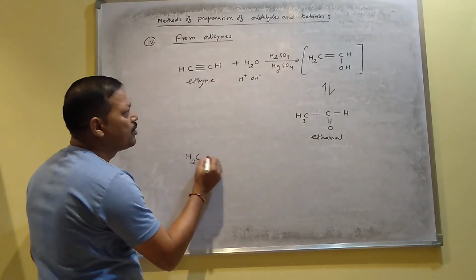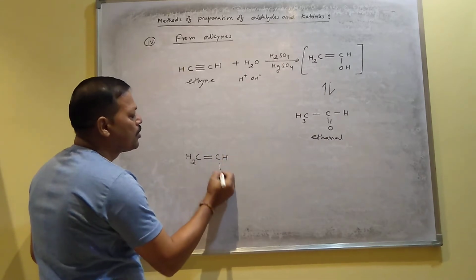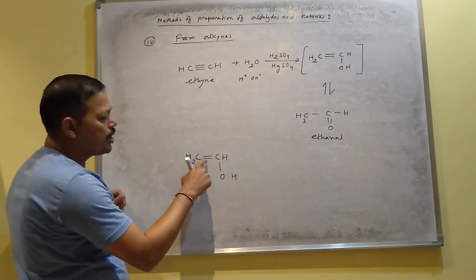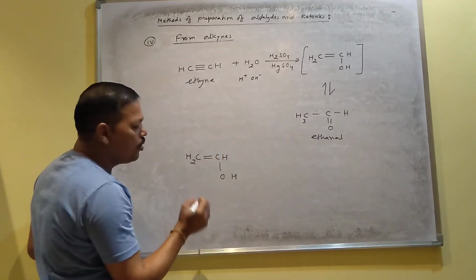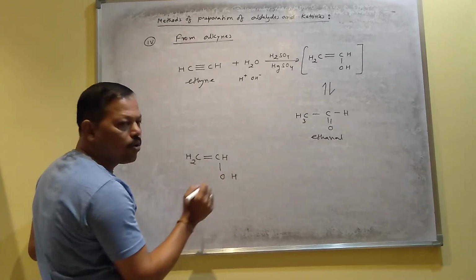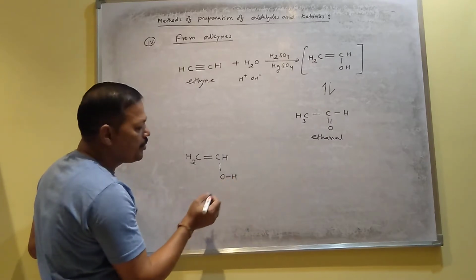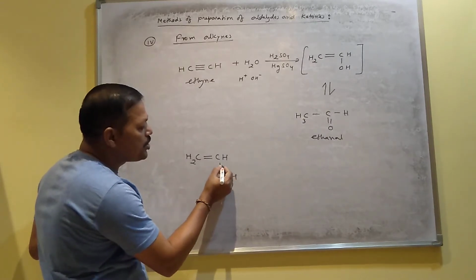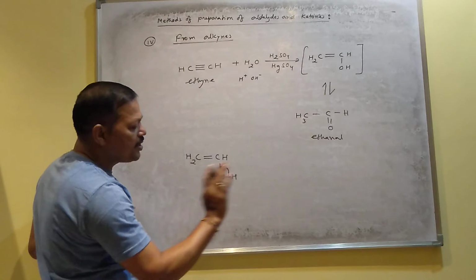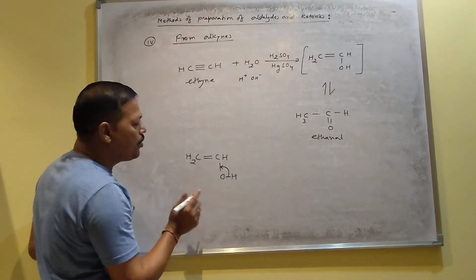Let's see here. So this is one compound which contains both a double bond and OH, I mean ene and ol. When it contains both ene and ol together, then the compound is unstable. That's why some rearrangement takes place. This bond will shift from this to this. Hydrogen is removed as H plus. I mean here you will get a double bond.